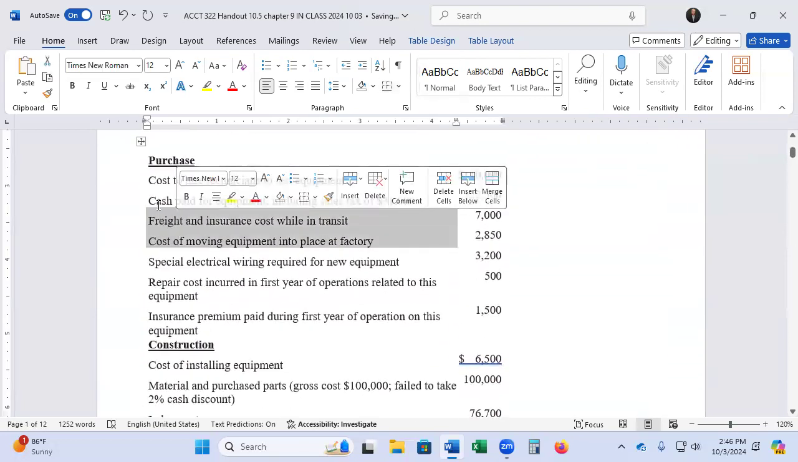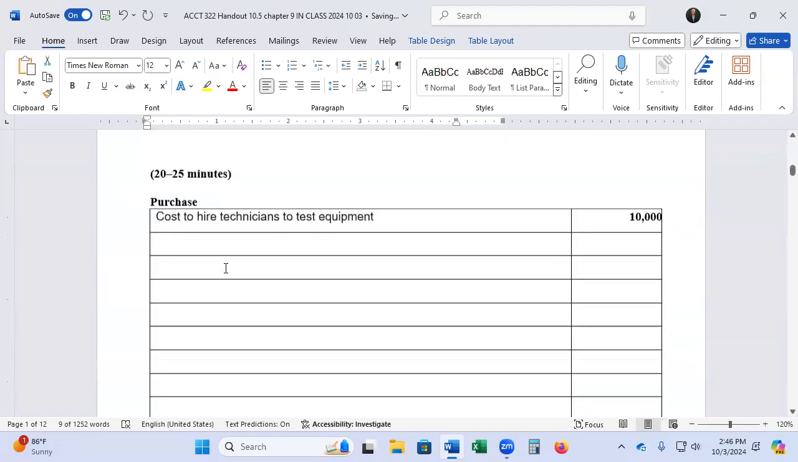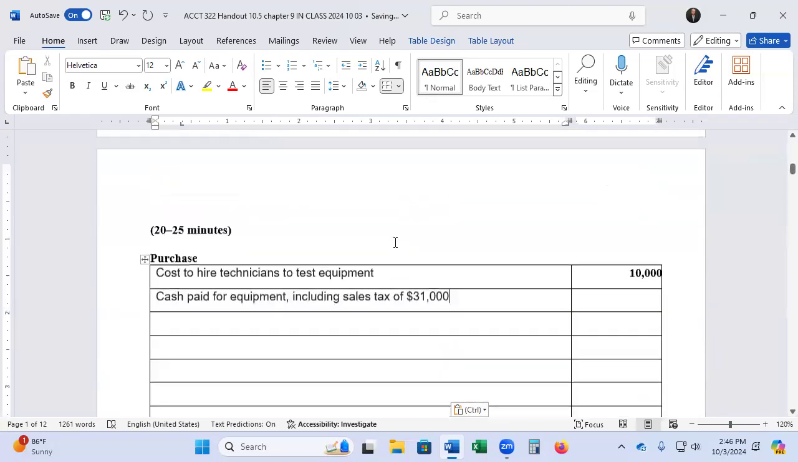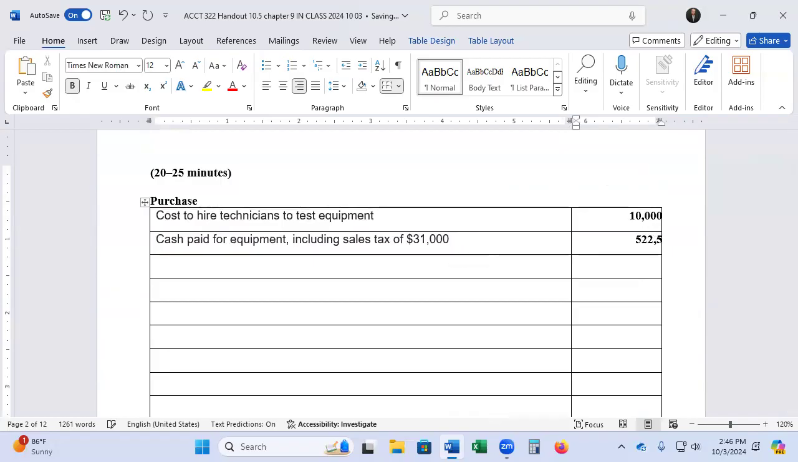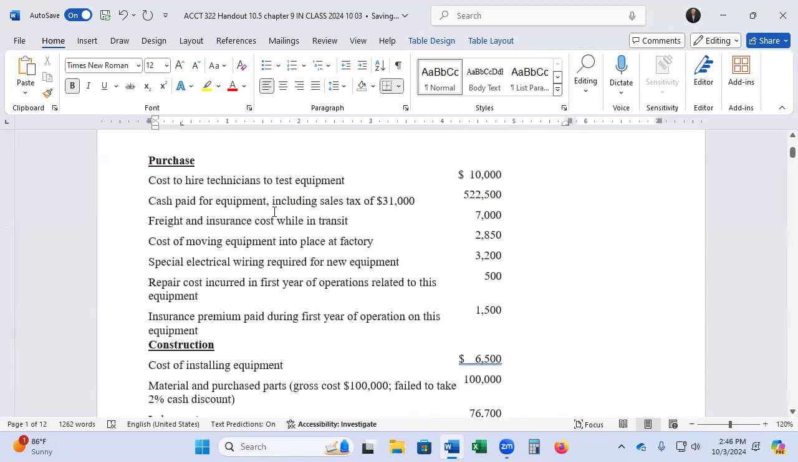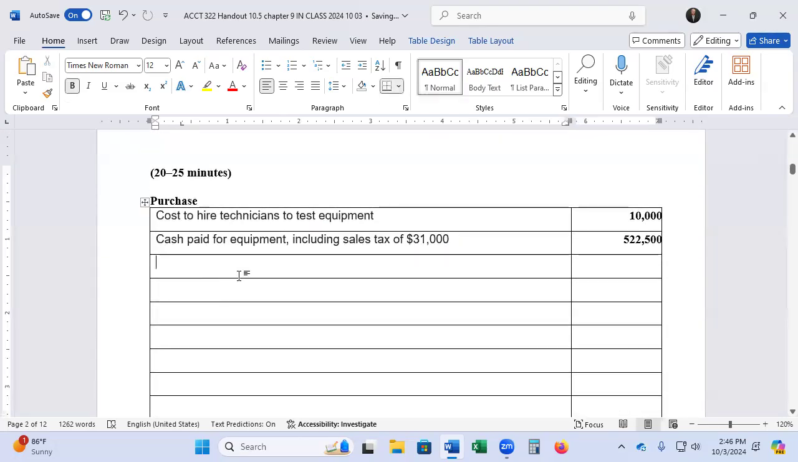And then it says cash paid for equipment, including sales tax, of 31,000. So that is the cost of the unit plus sales tax, which we can't avoid paying. So that is all included here, and that's 522,500. Freight and insurance while in transit: we're responsible for those costs if we agree to pay them, and they should be capitalized because it's necessary. And I think that was 7,000.